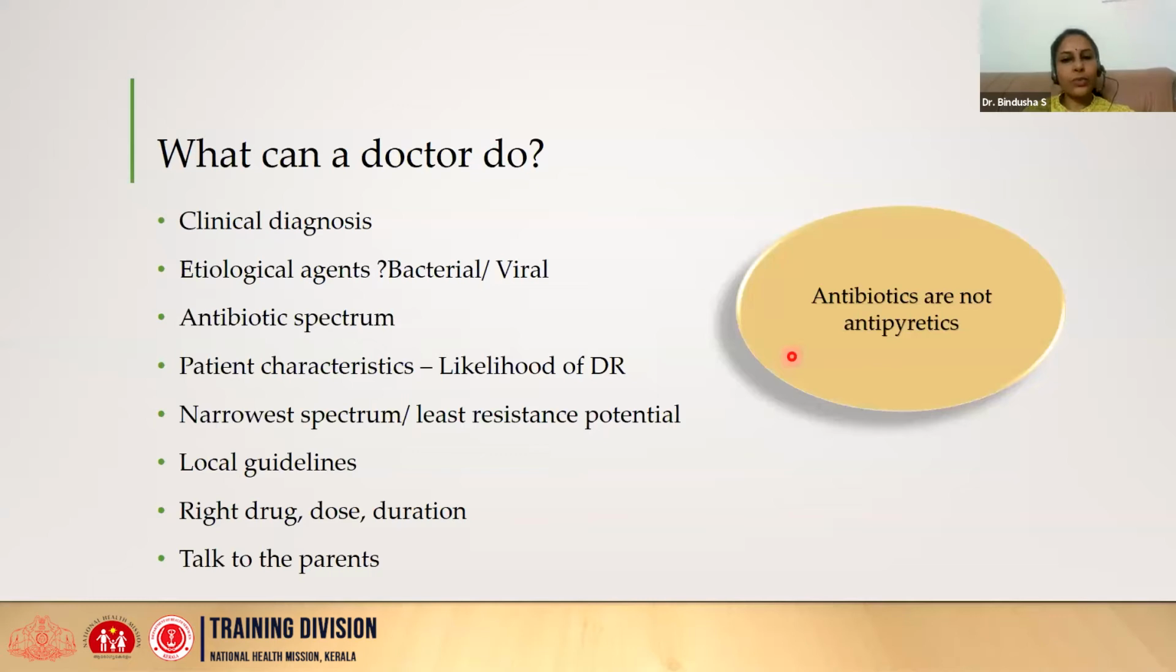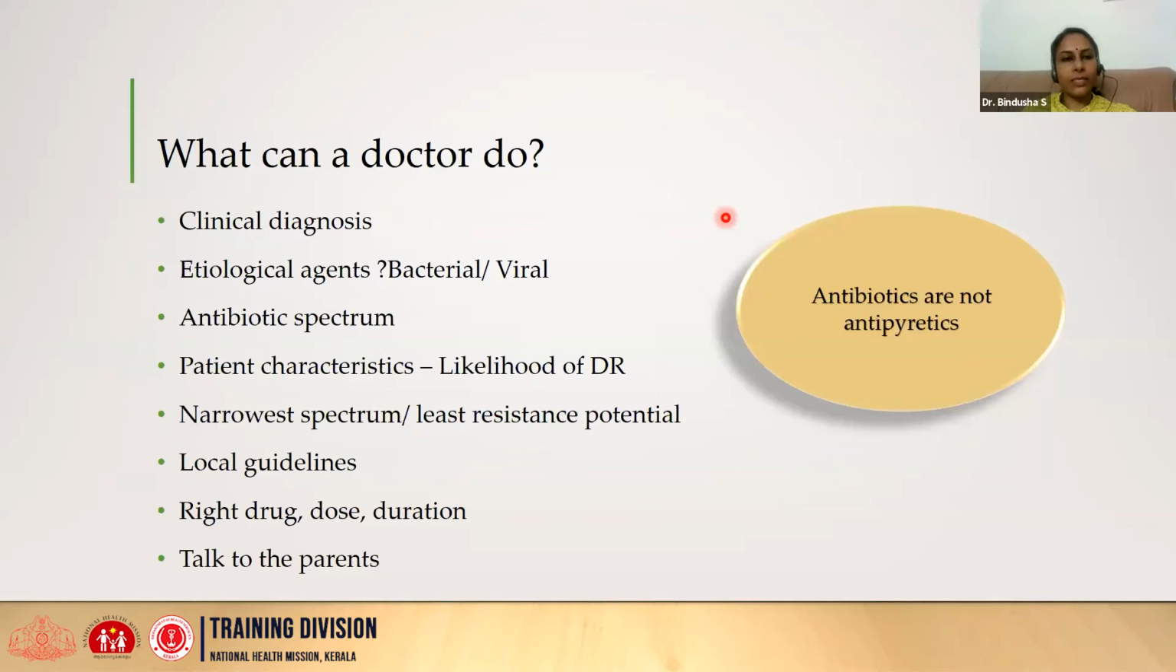And usually we can do this by following the local guidelines. There are a lot of guidelines for almost all types of bacterial infections in children. So by following the local guidelines, we are ensuring that we are prescribing the narrower spectrum antibiotic for that infection. And whenever we are prescribing an antibiotic, we need to prescribe the drug at the right dose and it has to be given for the right duration.